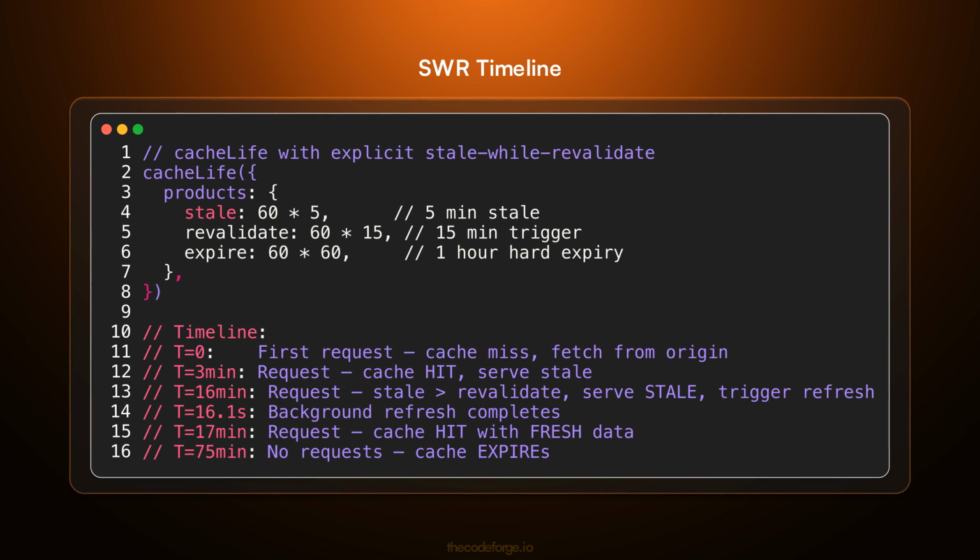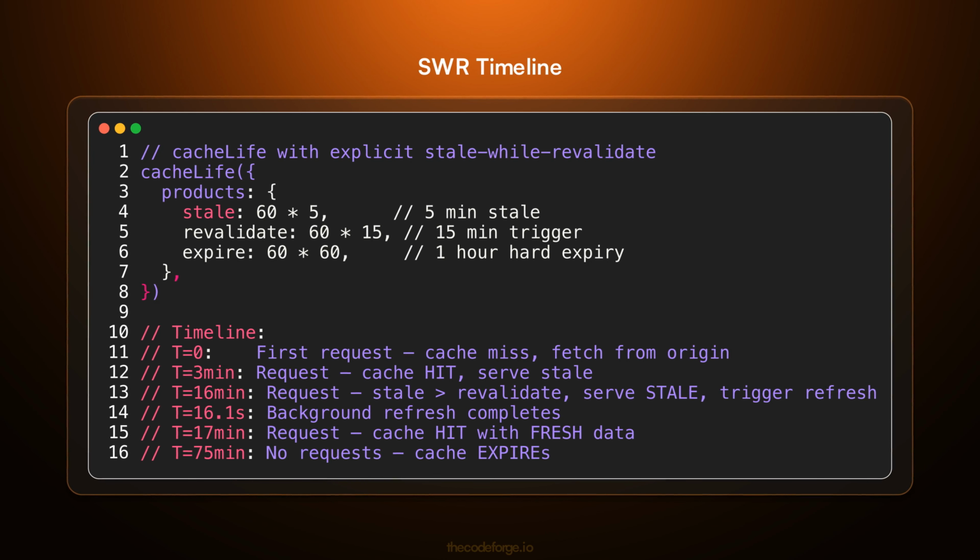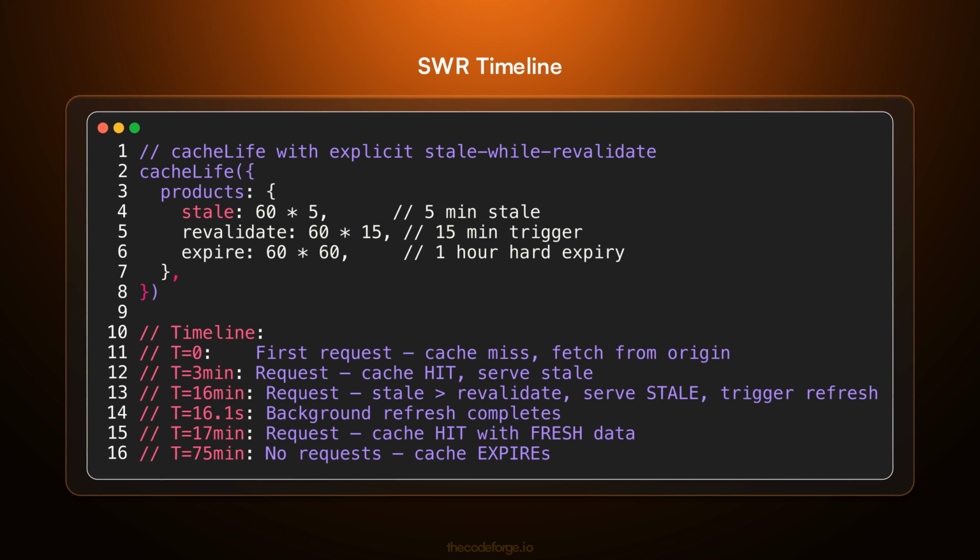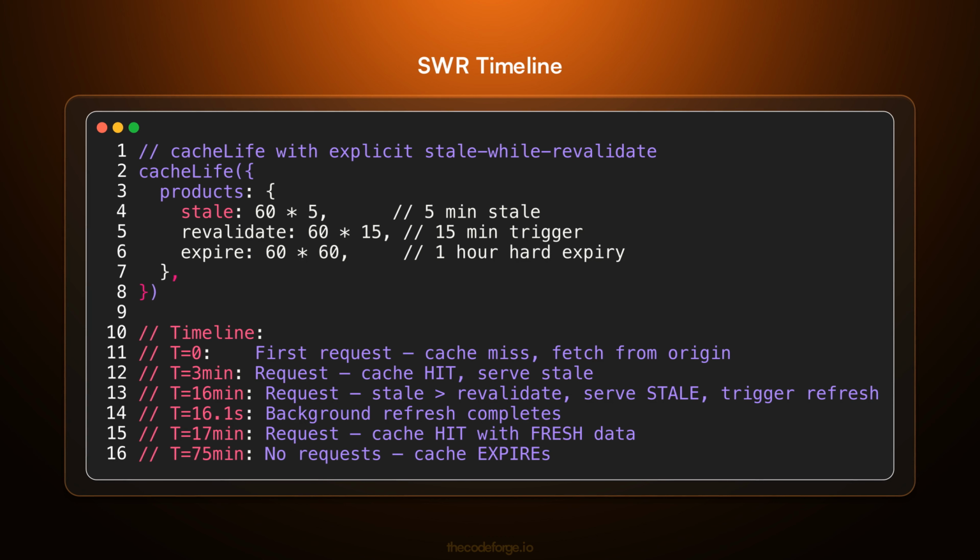This timeline shows how Stale-While-Revalidate works. At t=16 minutes, the stale window has passed, so the request triggers a background refresh but still receives stale data. The refresh completes in 100 ms, and subsequent requests get fresh data.